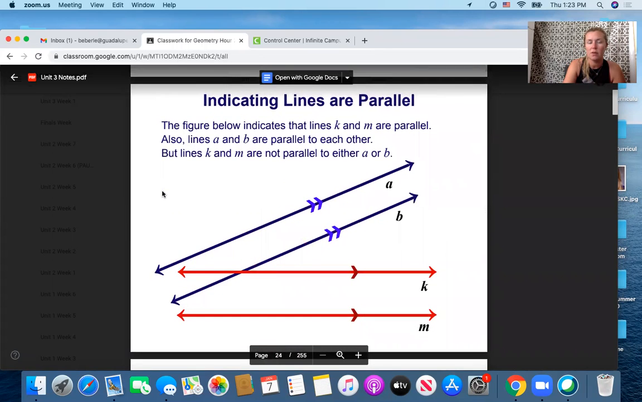So, indicating parallel lines. The figure below indicates that lines K and M, which are the red lines, are parallel. It also indicates that lines A and B, which are the blue lines, are parallel to each other. But lines K and M are not parallel to lines A and B. If you'll notice, to indicate that the blue lines are parallel, they have 2 arrows, and to indicate that the red ones are parallel, they just have 1.